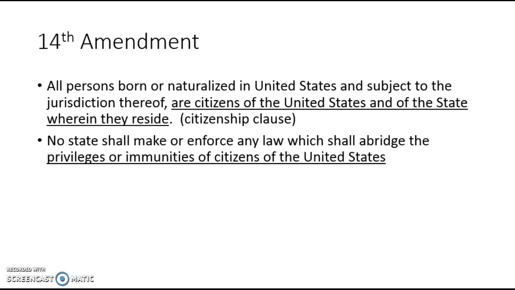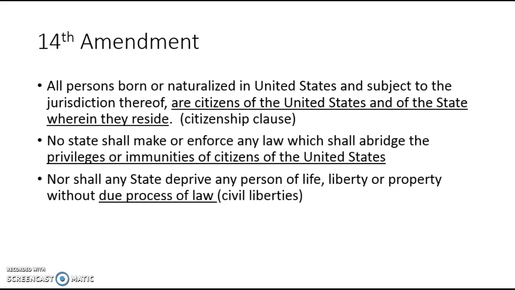The next clause is the Privileges and Immunities Clause. So not only are they citizens, but no state shall make or enforce any law which shall abridge the privileges or immunities of citizens of the United States. So they are also protected by the state. This defines citizenship so that the state governments could not deny former slaves their rights and privileges as citizens.